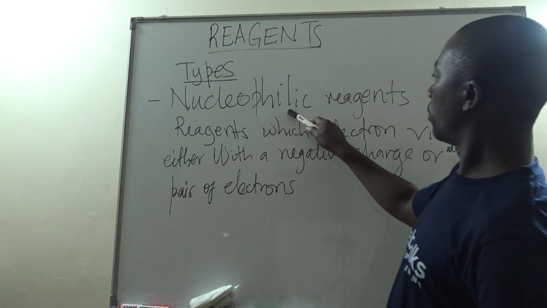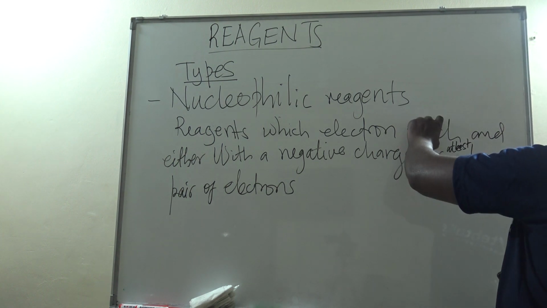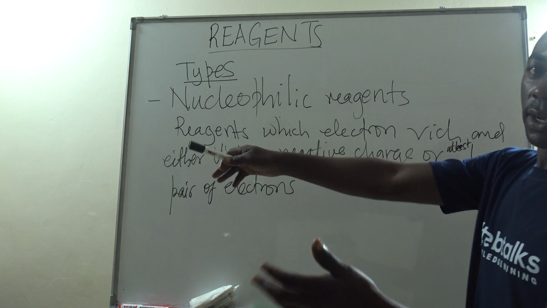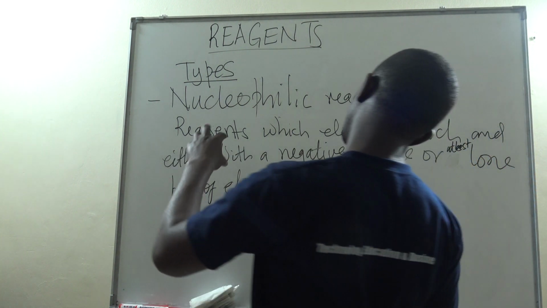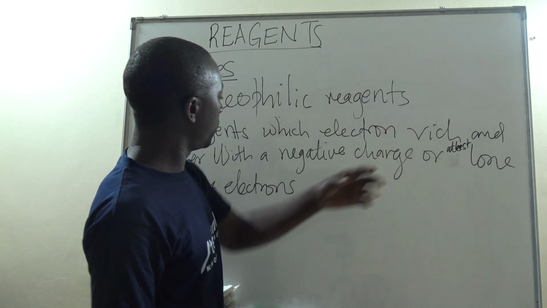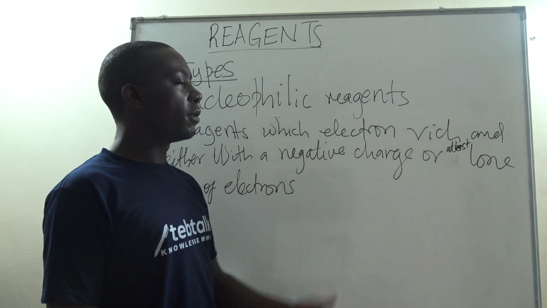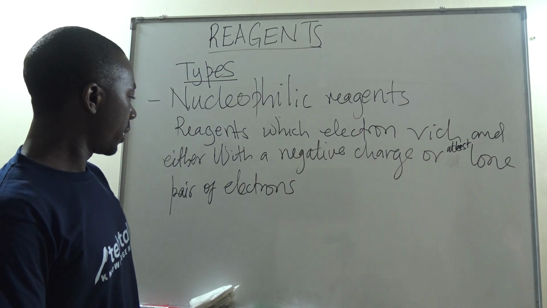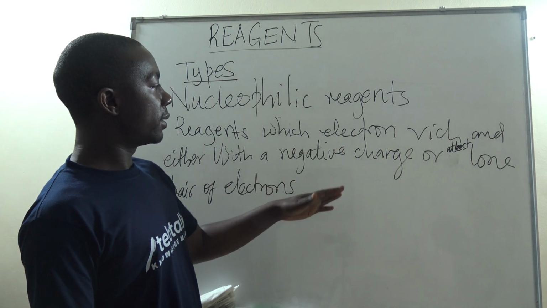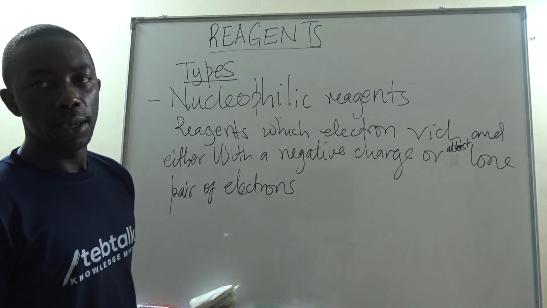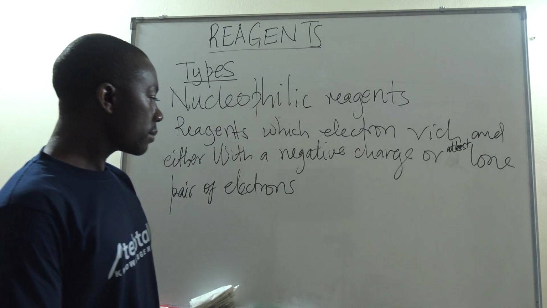Now, we are saying that nucleophilic reagents are reagents that are electron rich. When they are electron rich, that means they basically react by giving out or donating electrons. So this electron-rich species could be in terms of a negative charge, or in terms of a lone pair of electrons. But in either case, if they have a lone pair of electrons or a negative charge, then they have the capacity to donate electrons to electron deficient species.